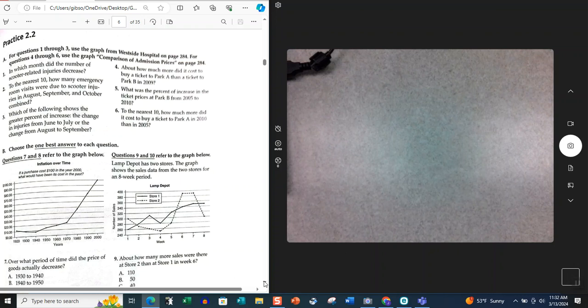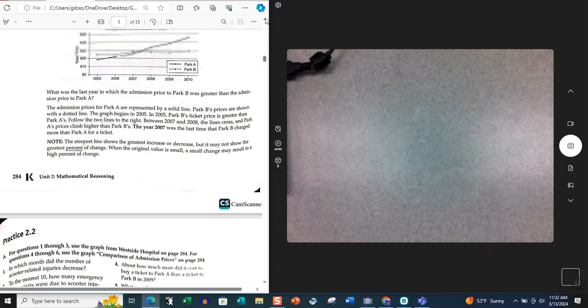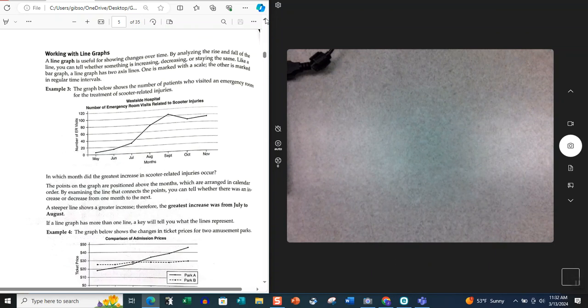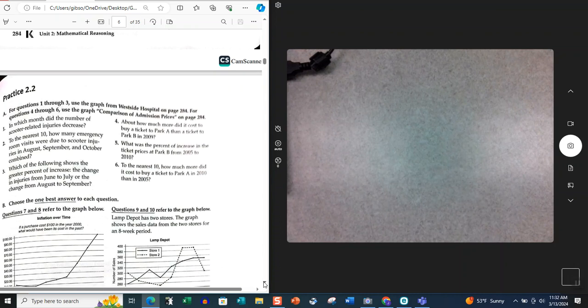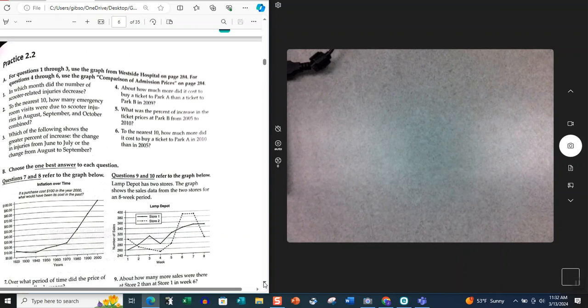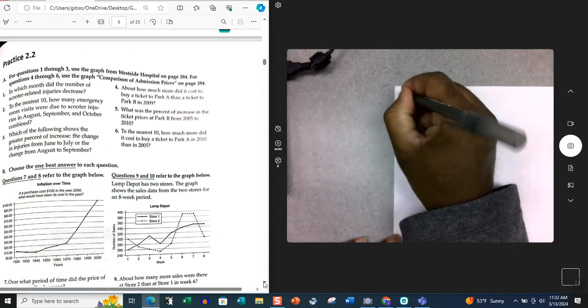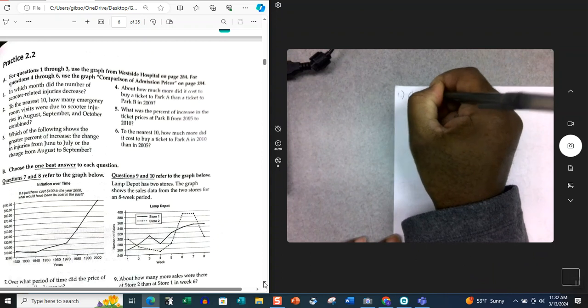So in which month did the number of scooter-related injuries decrease? So we go back up here. So which month did it decrease? If you notice, it decreased from September to October. So we could just say that it decreased in October. So number 1 would just be October.